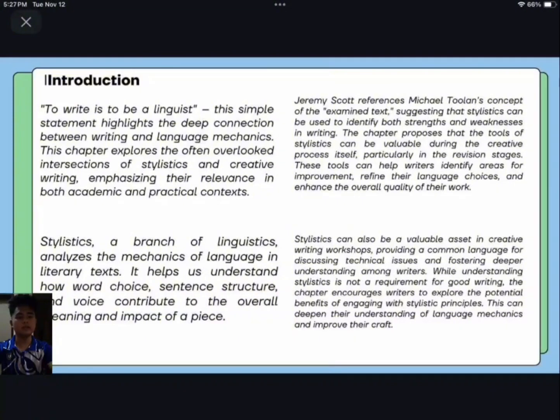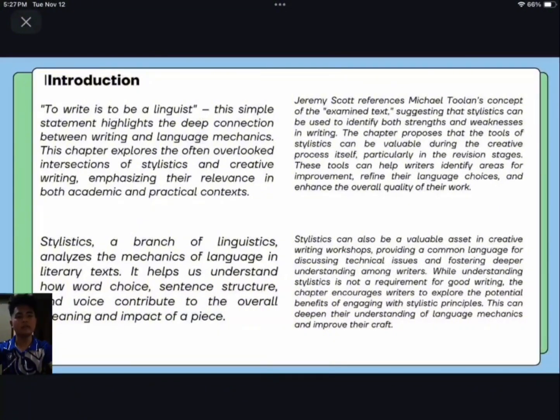On the second paragraph, it defines stylistics and its role in analyzing literary texts. Stylistics is a branch of linguistics that examines language mechanics in literary texts, including word choice, sentence structure, and voice, which helps to understand how these elements contribute to the meaning and impact of a text.